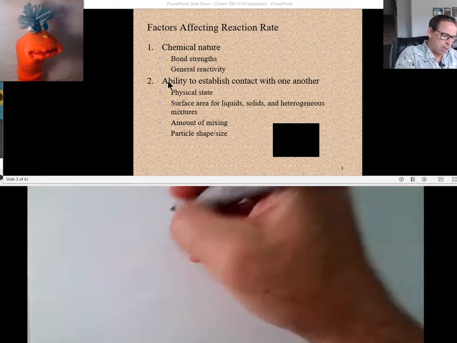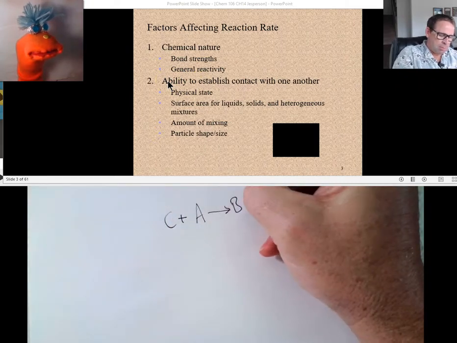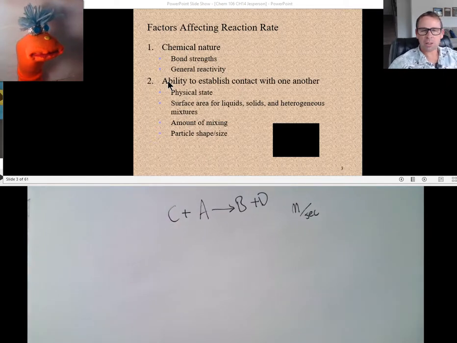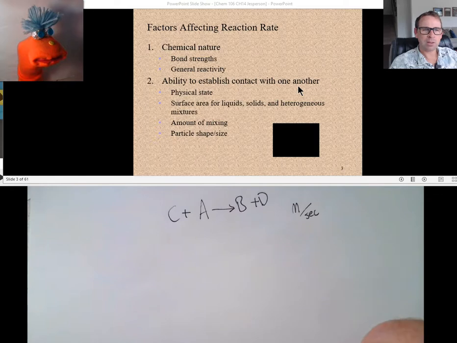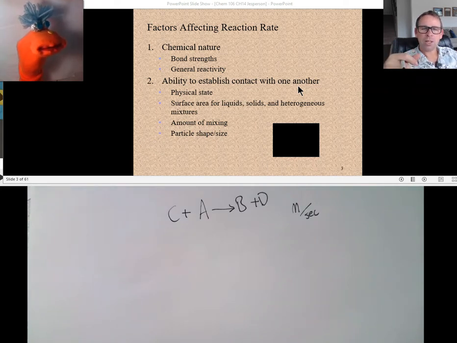If we have a chemical reaction like this, C plus A forming B plus D, or maybe just a single product, the ability to establish contact with one another is important. C and A have to come in contact with each other. So if A and C are both solid, then the atoms or molecules are going to have a hard time coming in contact with each other. We've talked about this before, and that's why a lot of chemistry occurs in solution, aqueous. That's why we talked about one of our phases or conditions being aqueous, because a lot of chemistry can occur in aqueous conditions.